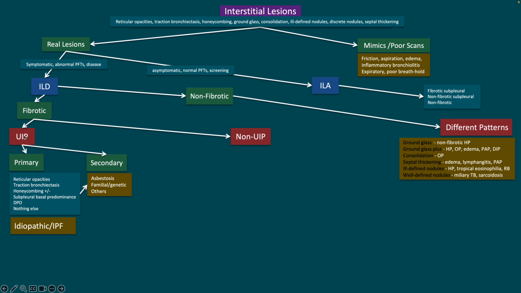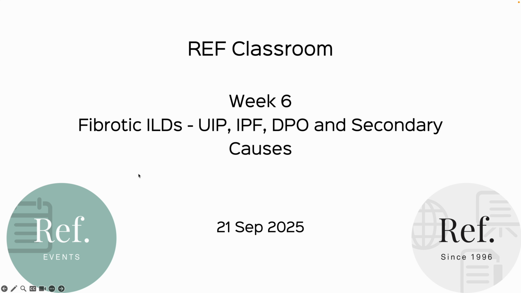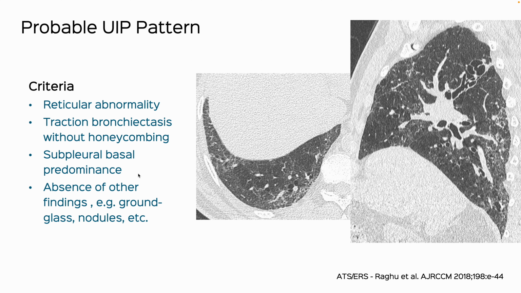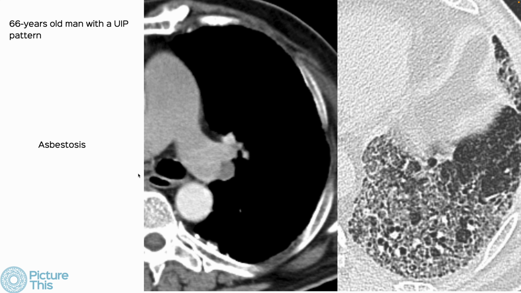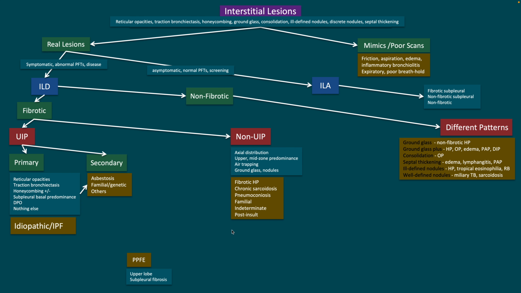Now, if the disease is fibrotic, then the next question is, is this UIP or non-UIP? And if it is UIP, and that includes typical and probable UIP, is it primary, which means there's no etiology and it's idiopathic, or is there an etiology? And so week 6 will be all about that. We will cover typical UIP, probable UIP, IPF when there's no etiology, or other conditions like asbestosis and familial etiologies where we have a cause for the UIP pattern, as in this patient who has asbestos ILD. These are calcified pleural plaques, and the patient had worked in a brake lining factory.